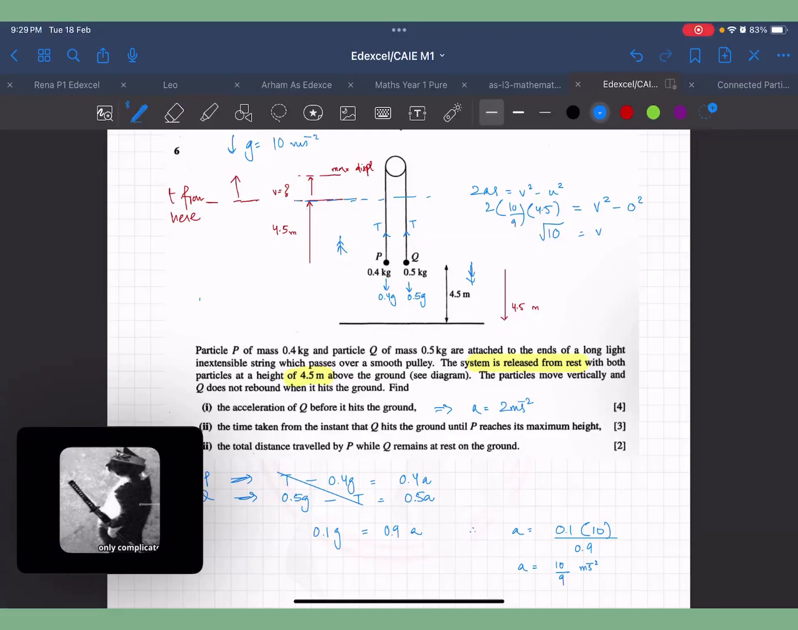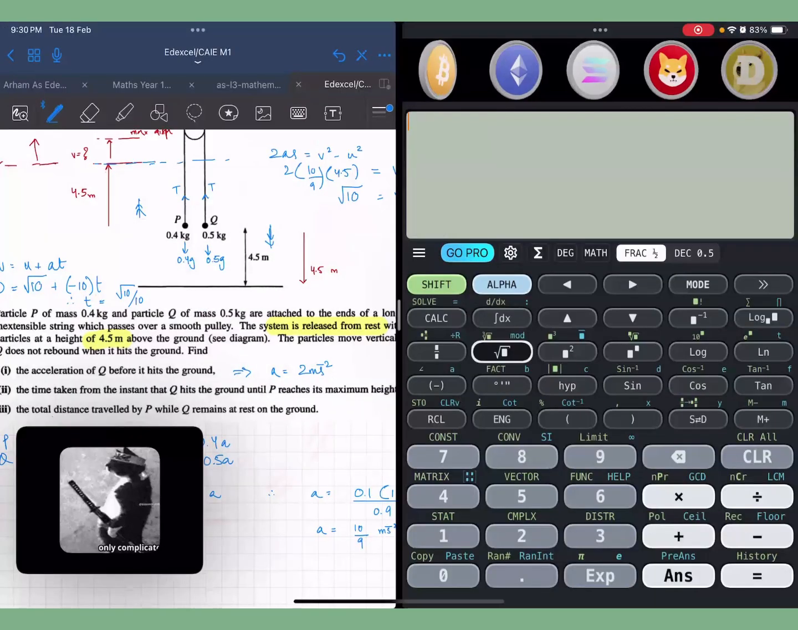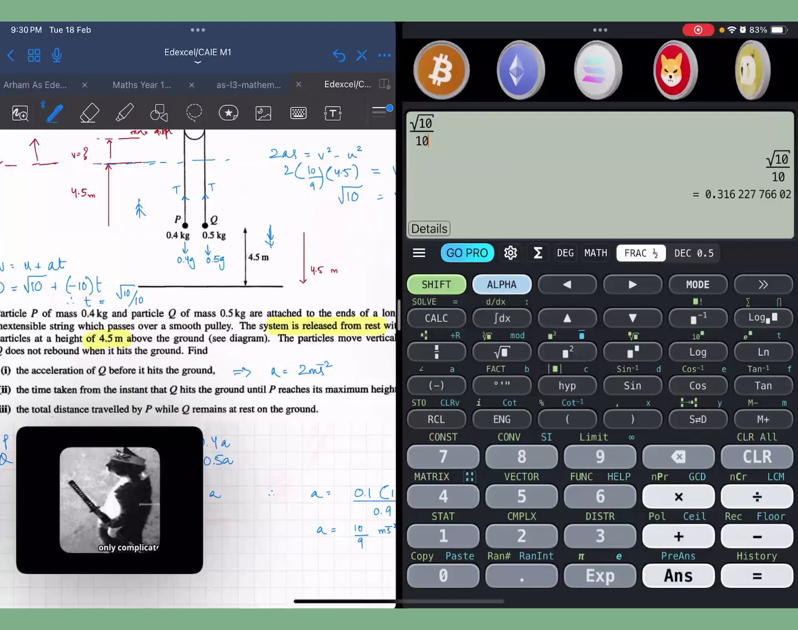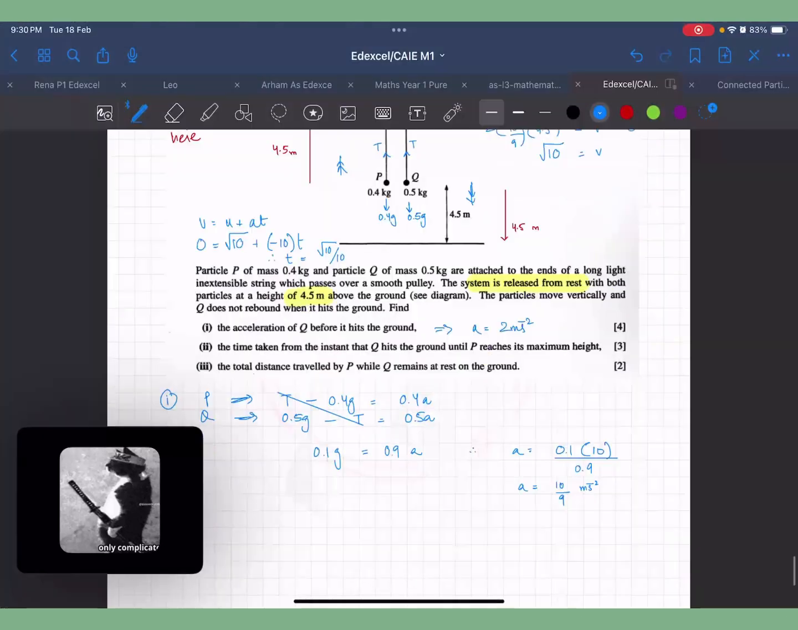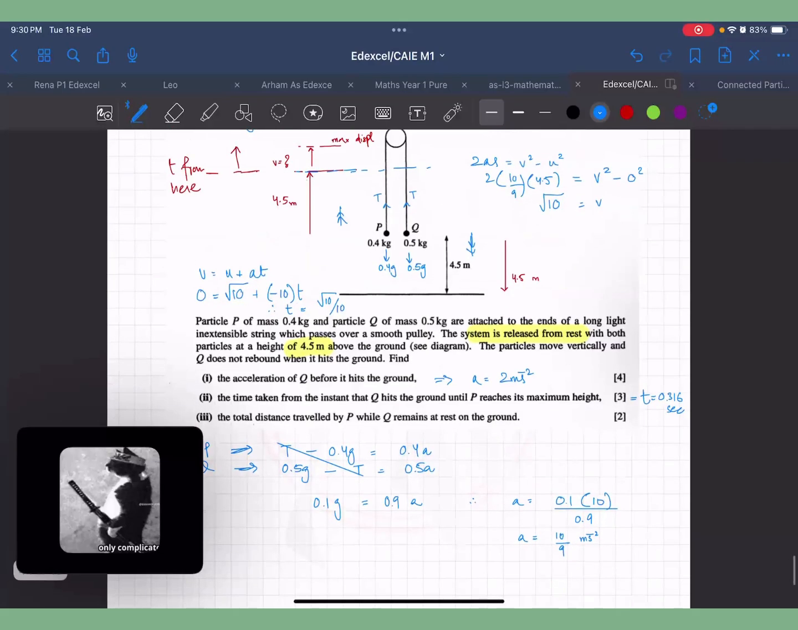So how much more time will it take? v equals u plus at. Final velocity to reach the maximum displacement would be 0. Initial velocity is root 10. Acceleration is negative 10 because it would be downward, and time t. So time comes out to be root 10 divided by 10, which is 0.316 seconds. So this is the time. That's it.